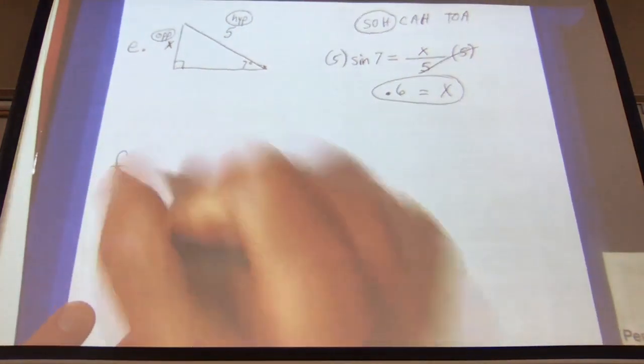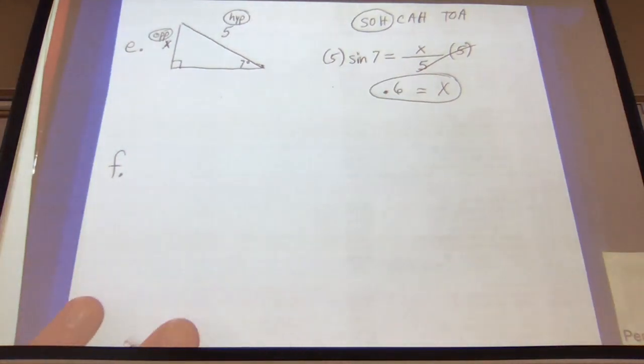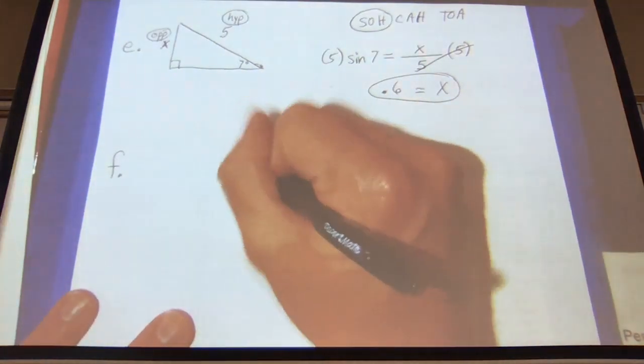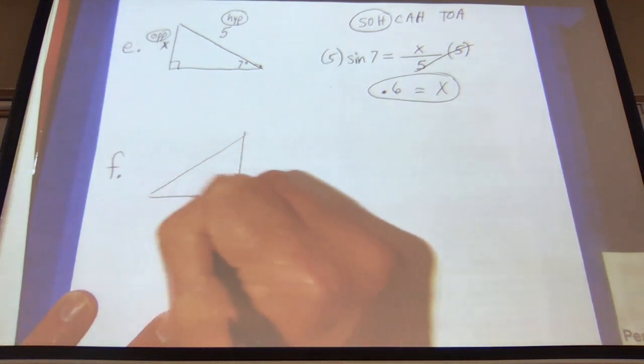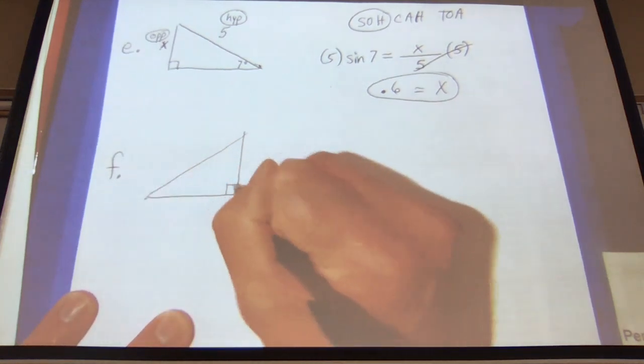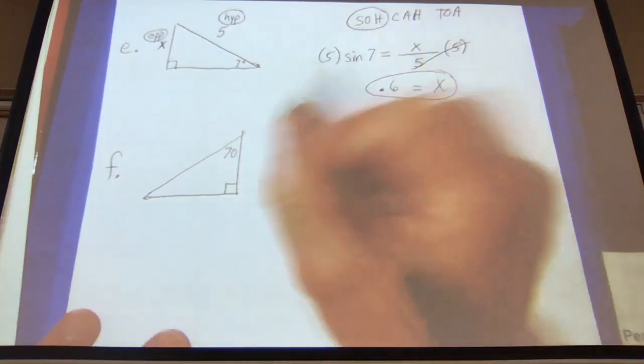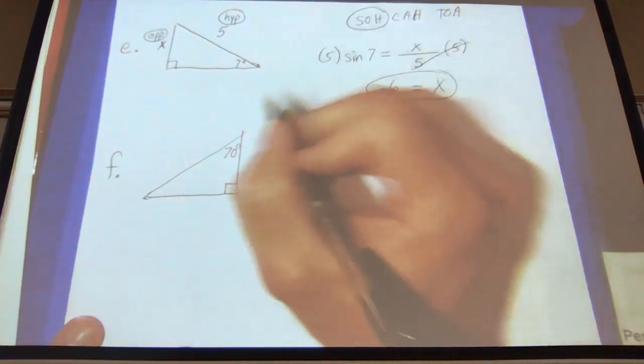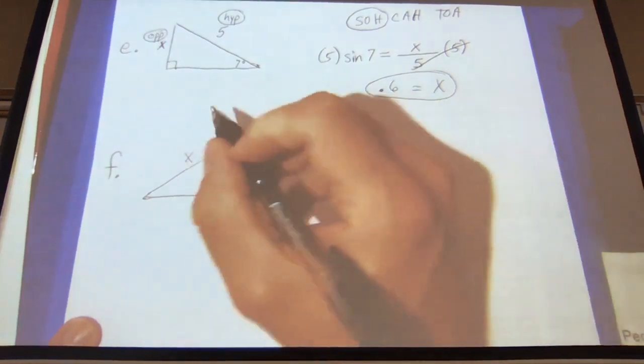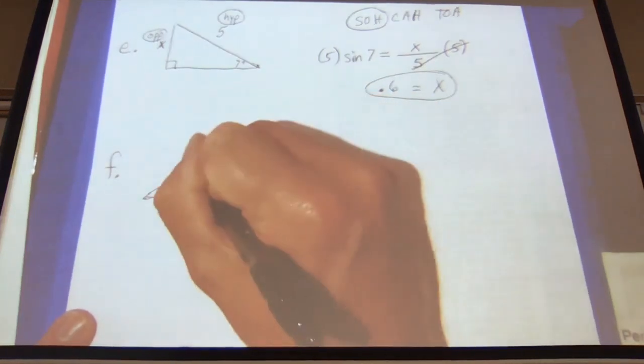Let's try another one. Let's go with this right triangle. We're going to put a 70-degree angle up on top, and an x and a 15.